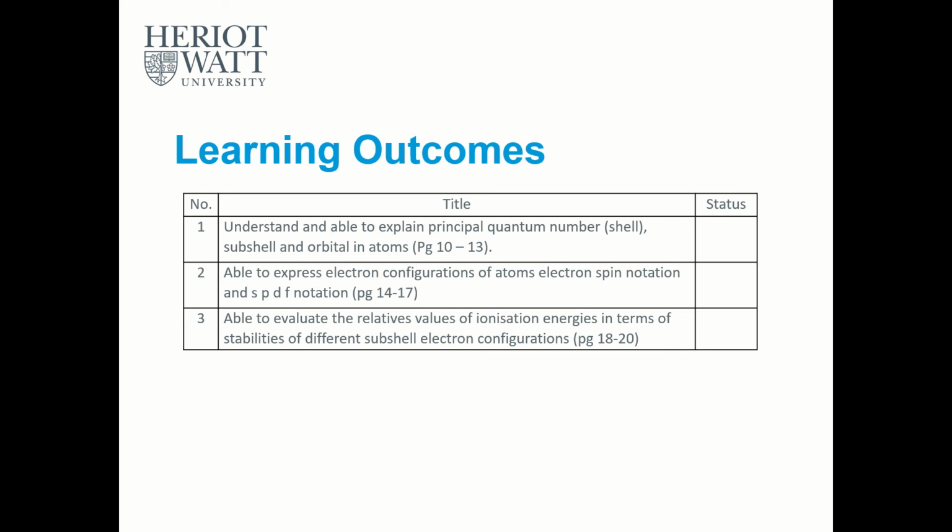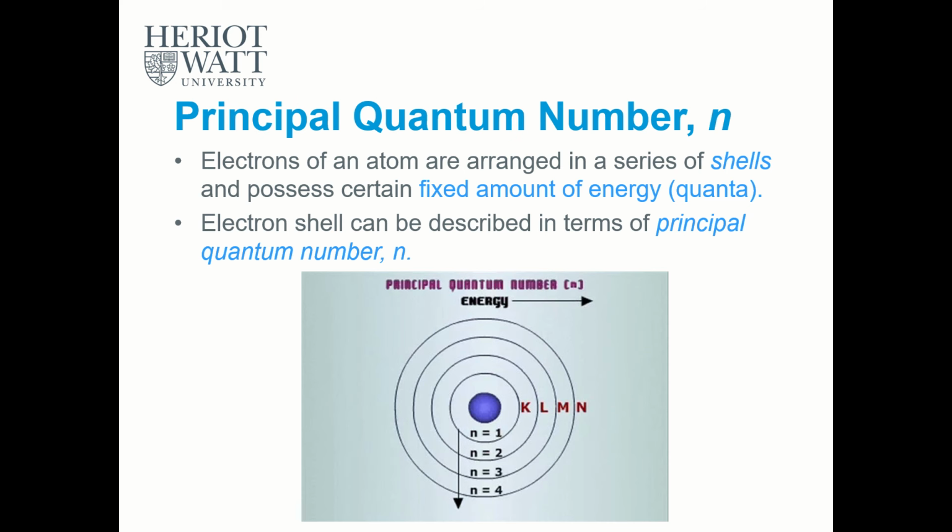The first one is to understand and be able to explain principal quantum number, subshell, and orbitals in an atom. Able to express electron configurations of atoms in the form of electron spin notation and SPDF notation. Able to evaluate the relative values of ionization energies in terms of stabilities of different subshell electron configurations. Now all this terminology, we're going to introduce it one by one later in the summary video.